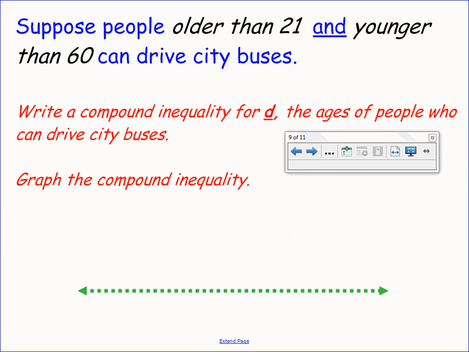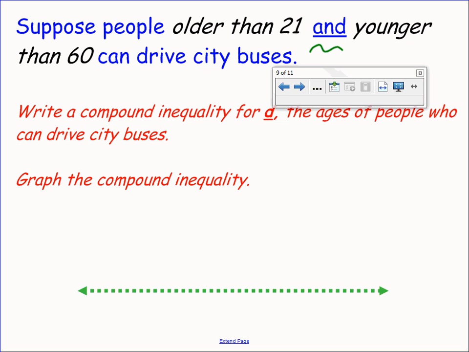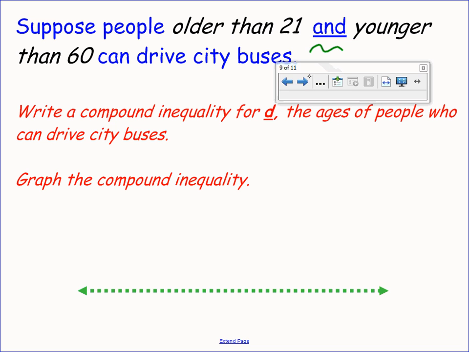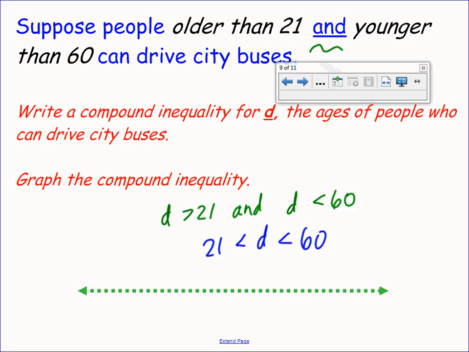Suppose people older than 21 and younger than 60 can drive those city buses. So now we've got an and type compound inequality. An and type compound inequality could be rewritten with an and in it. So we could go ahead and say that my age is D for drivers. D is older than 21, so greater than 21, and D is less than 60. We could write this as a string, where we start with the least value of my solution set range, which would be 21, is less than D, which are solutions, which is less than 60. Either way is appropriate to write this.